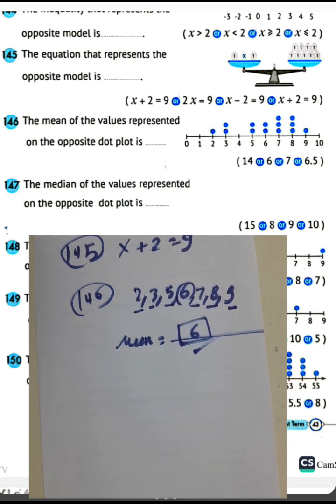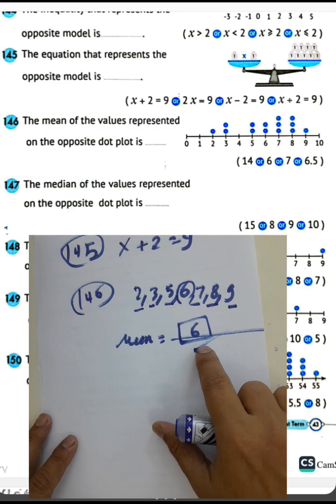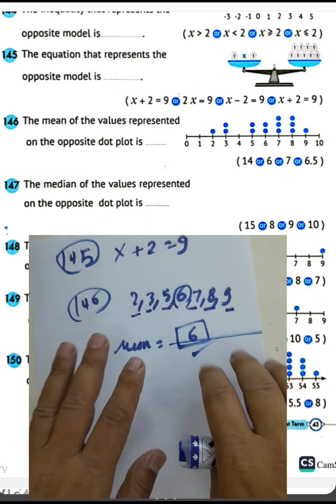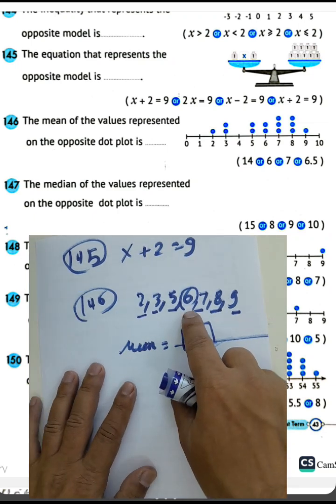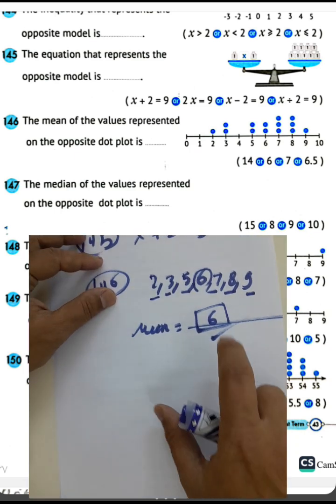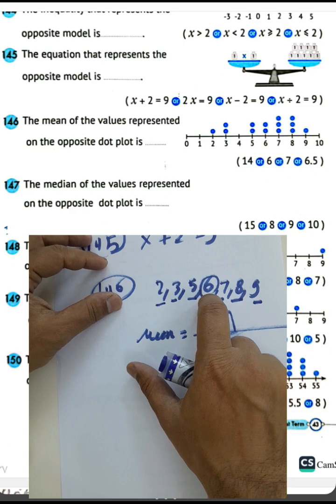Okay, the mean here we called it 6. It's a point balance. It's a balance between the left hand side and the right hand side. Understood? In the number line, the mean equals the median, or the point of balance.